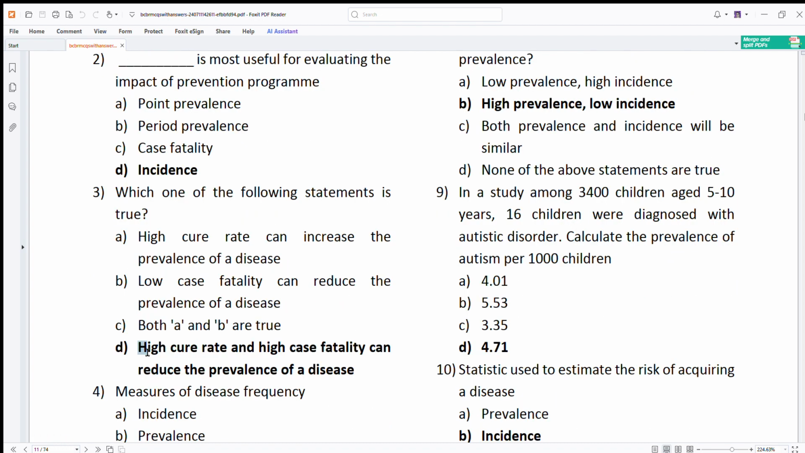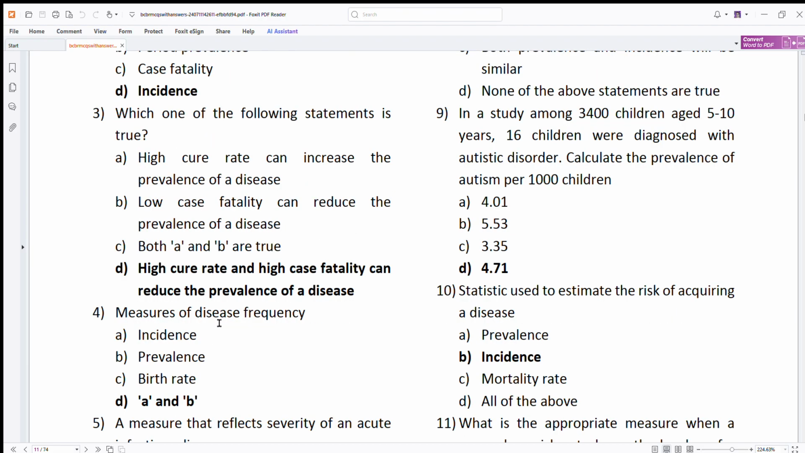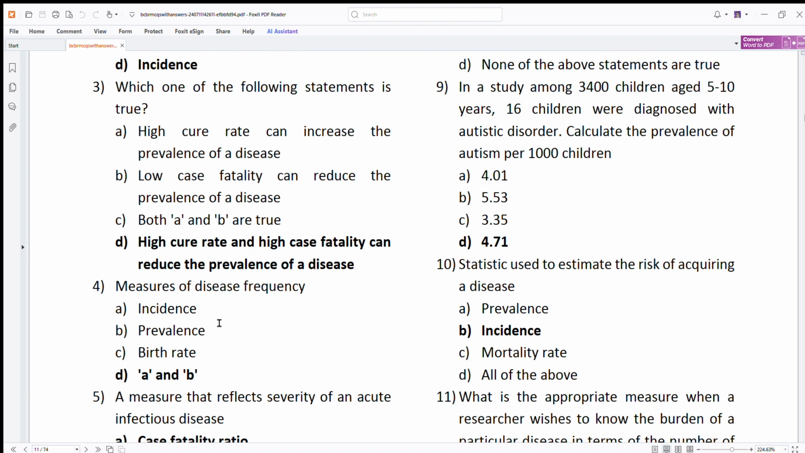High cure rate and high case fatality can reduce the prevalence. This is right, because if you are curing, obviously people will be less, and if people are dying, then also people will be fewer, sad but true. High case fatality means many people are dying because of this. So if people are dying, then they are not available in the population for us to count them. So obviously high cure rate and high case fatality can reduce the prevalence, that is the number of old and new cases. Measures of disease frequency: incidence and prevalence, right?